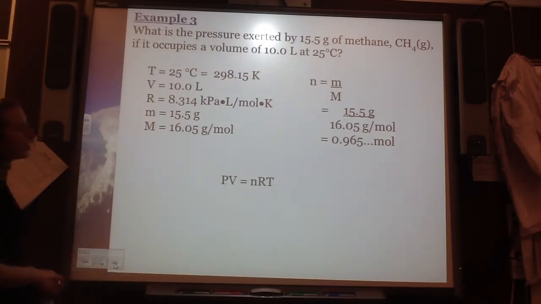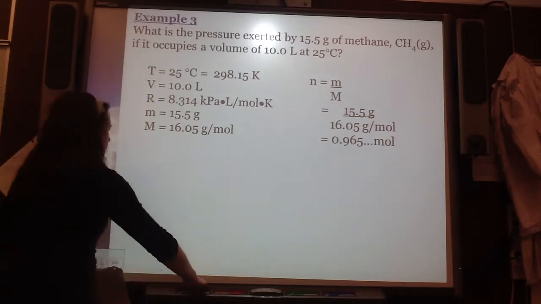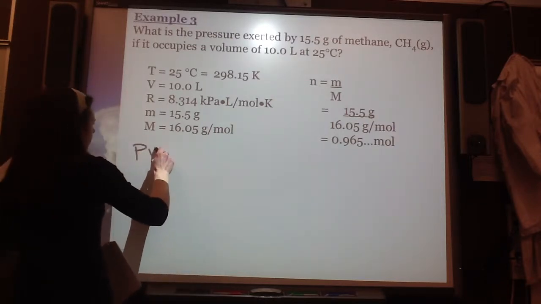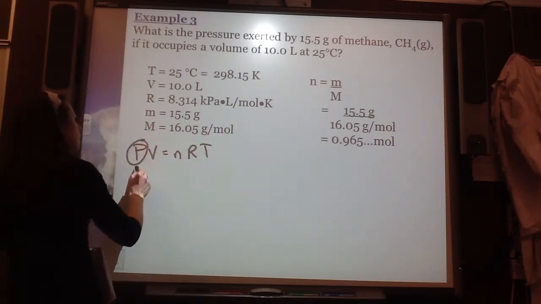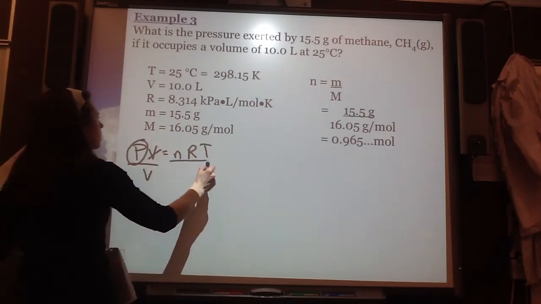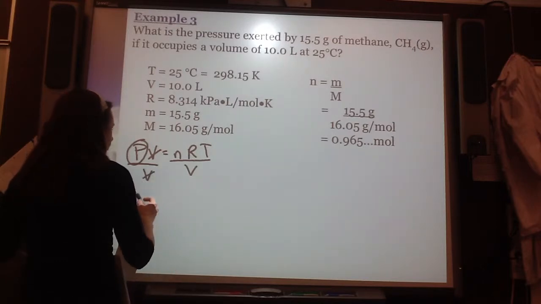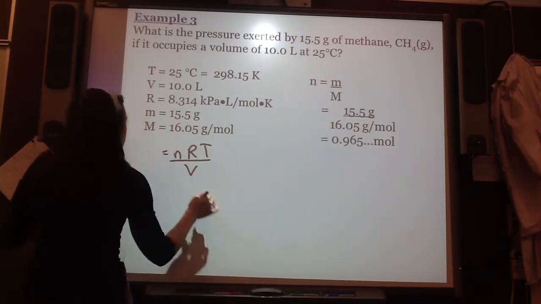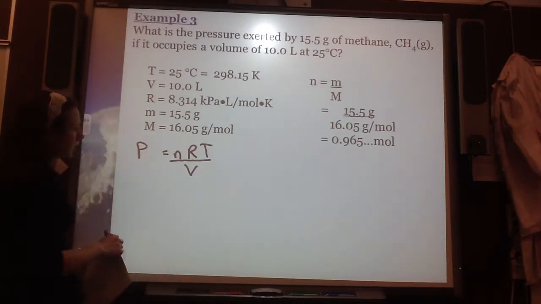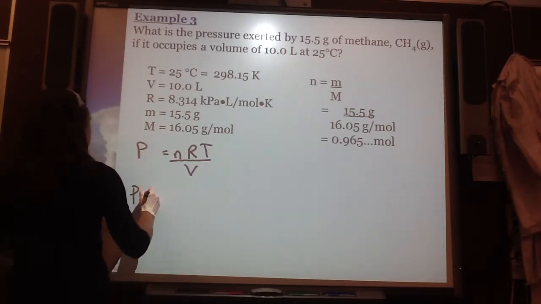So now we can go back to PV equals nRT, and we are looking for pressure. So I'm going to write this part out. PV equals nRT. We're looking for P, so we divide by V, divide by V. Okay, so our formula is P is equal to n times R times T divided by V.